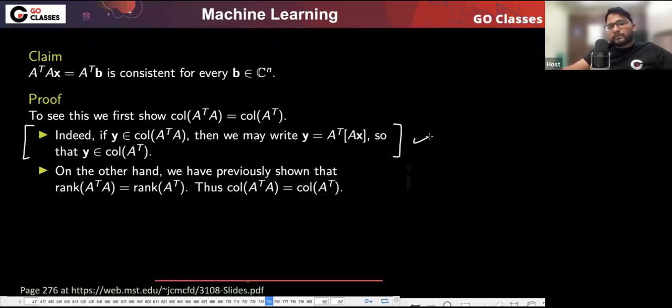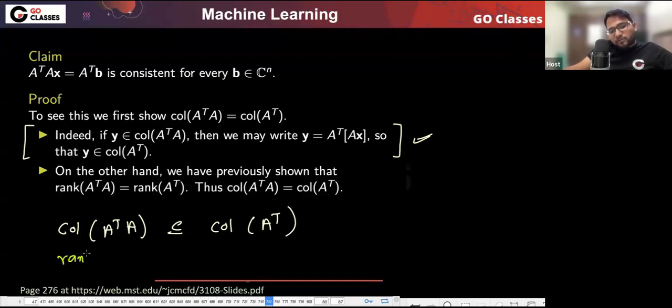Is this okay to everyone? Tell me this line. Okay. So now we have one thing, which is that the column space of A transpose A is a subset of the column space of A transpose, right? Is this okay to everyone? Now we also know that both have the same rank also.